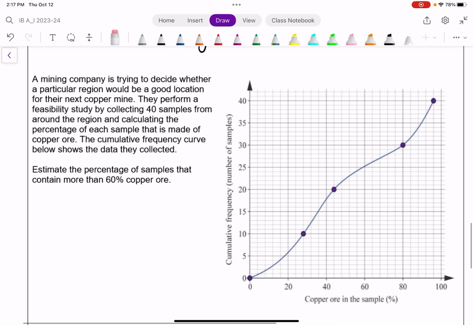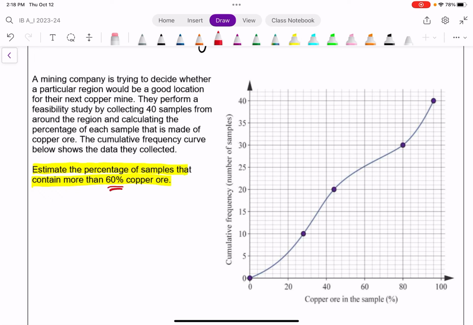All right, the last question is coming back to this idea of a cumulative frequency graph. And here I have a cumulative frequency graph comparing the frequency of these ore samples. So as it says here, a mining company is trying to decide whether a particular region would be a good location for the next copper mine. They perform a feasibility study by collecting 40 samples from around the region and calculating the percentage of each sample that is made of copper ore. The cumulative frequency curve below, or actually beside, shows the data they collected. All right, and we want to estimate the percentage of the samples that has more than 60% copper ore.